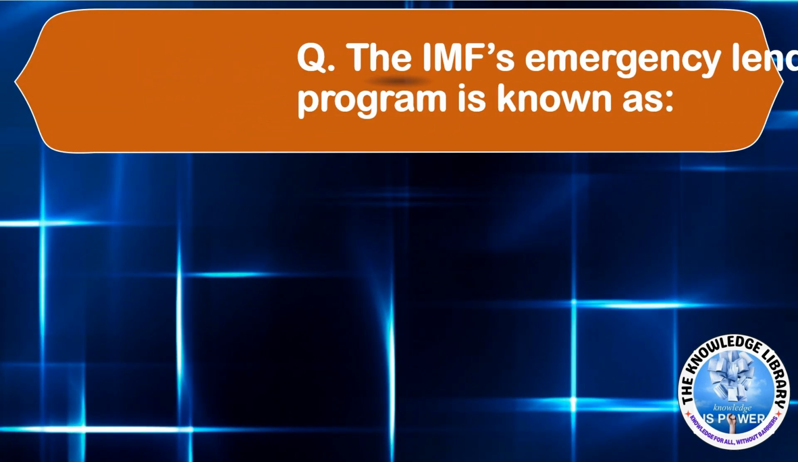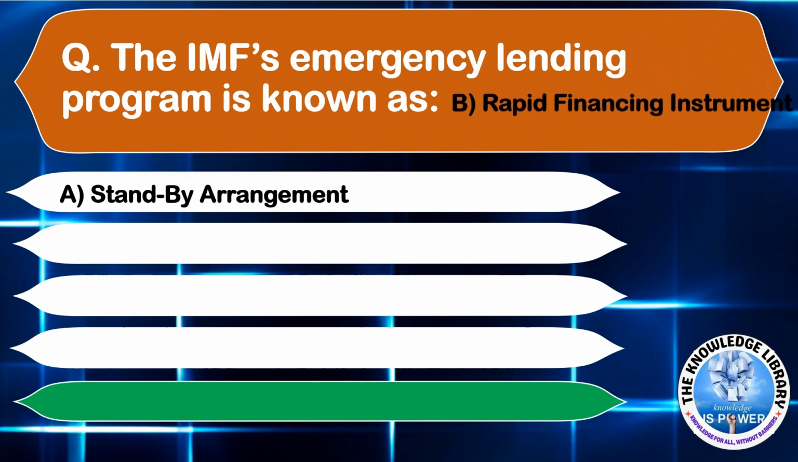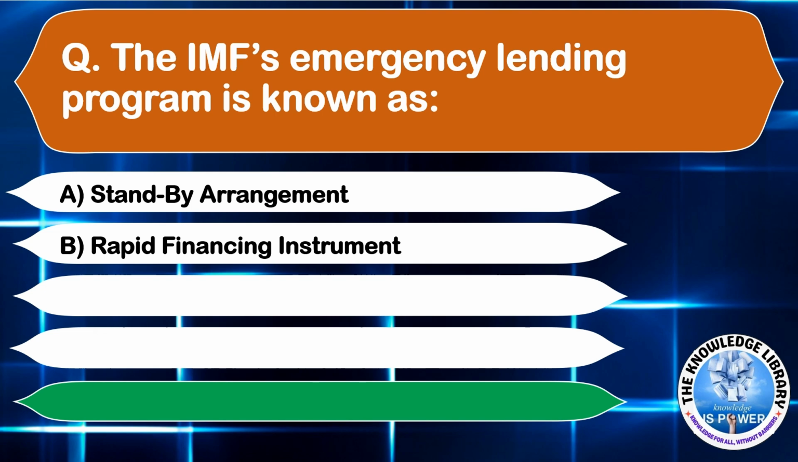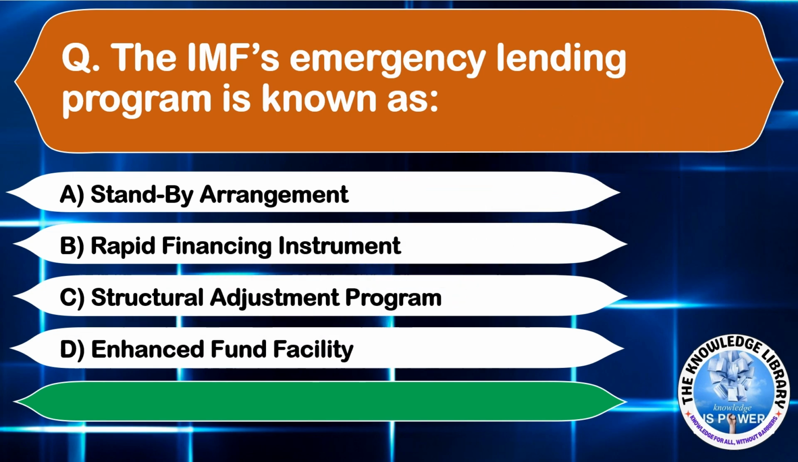The next question is, the IMF's emergency lending program is known as option A, standby arrangement. Option B, rapid financing instrument. Option C, structural adjustment program. Option D, enhanced fund facility. Answer is option B, rapid financing instrument.